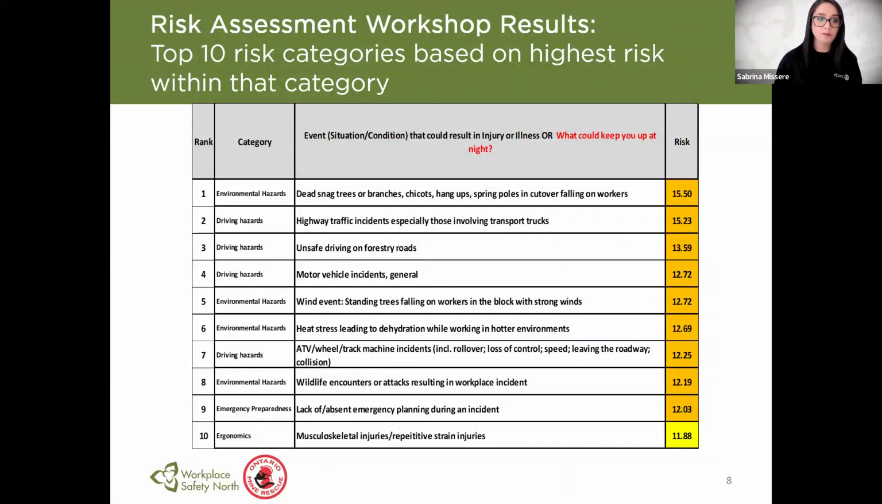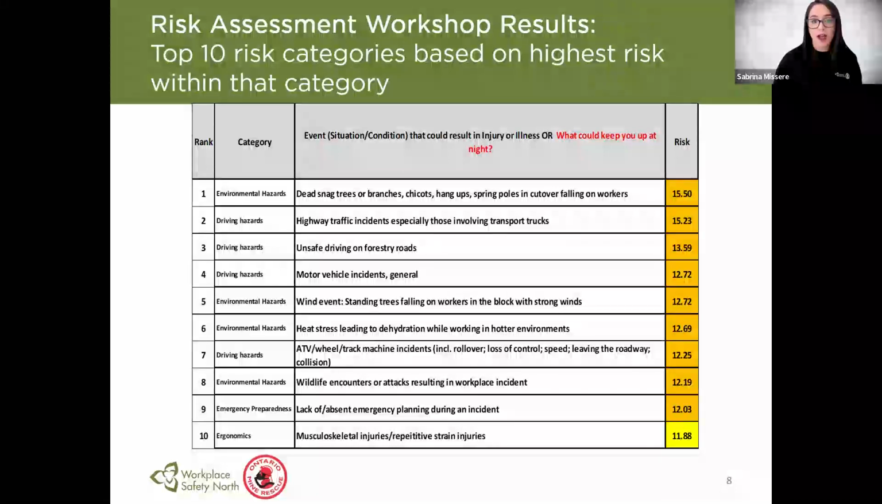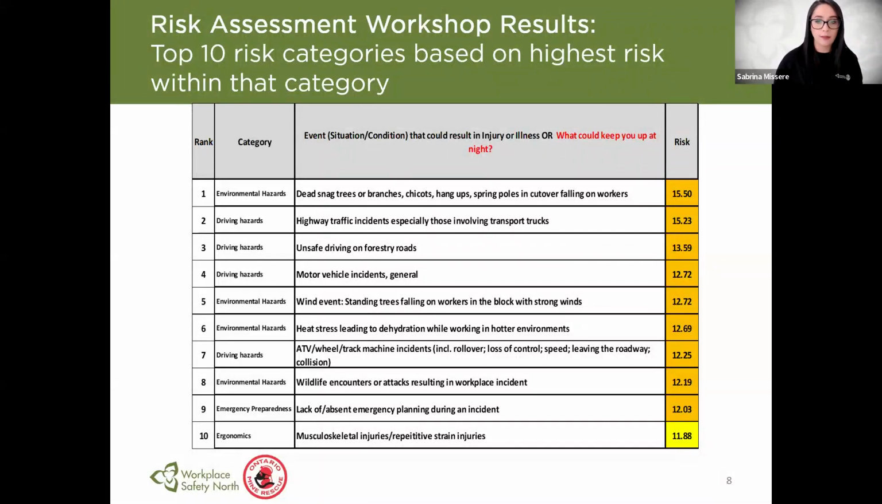Now, environmental hazards, particularly those relating to dead snag trees, chicos, spring poles, and wind events, were identified by the group as the top risk. Now, what's important to highlight here is that rank number 1, 5, 6, and 8 were all related to environmental hazards. And in a few slides, we're going to look at the contributing factors that were all very similar for these 4 events.